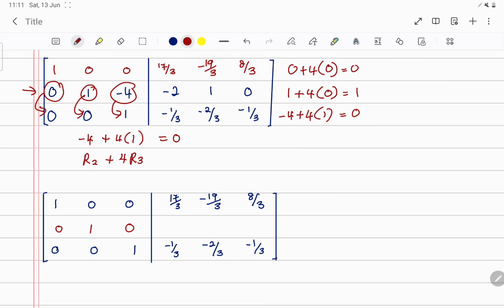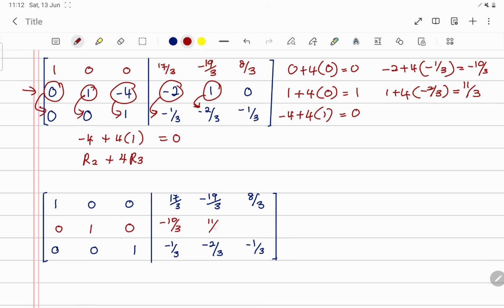You put 0 here. Now the next one we have negative 2 plus 4 multiply with R3, which is negative 1 over 3. Then you will get the answer equal to negative 10 over 3. The next one you have 1 plus 4 multiply with R3, which is negative 2 over 3. The answer is equal to 11 over 3. The next one you have 0 plus 4 multiply with R3, which is negative 1 over 3. So the answer is negative 4 over 3.